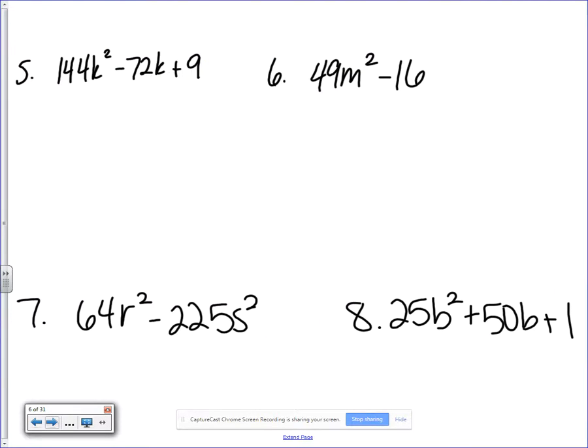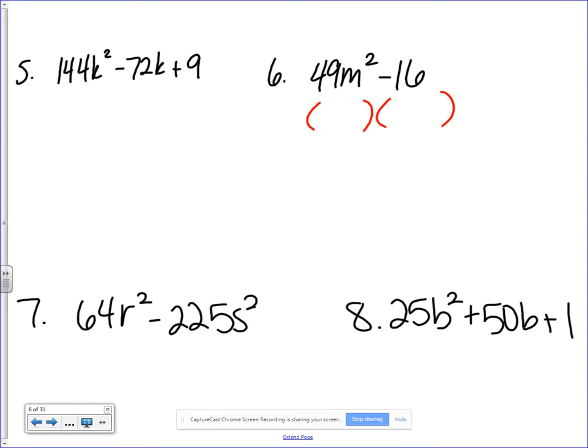Let's go down to number 6. Do you have a GCF? What can you take out of 49 and 16? 8 doesn't divide out of 49. No GCF. How many terms you got? So is this the difference of 2 perfect squares? So we're going to make conjugates.